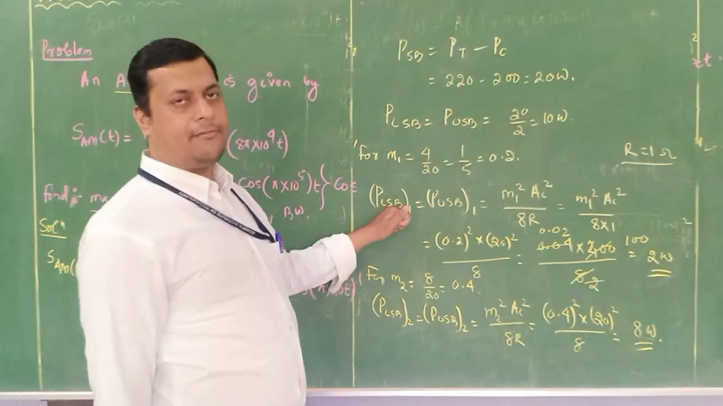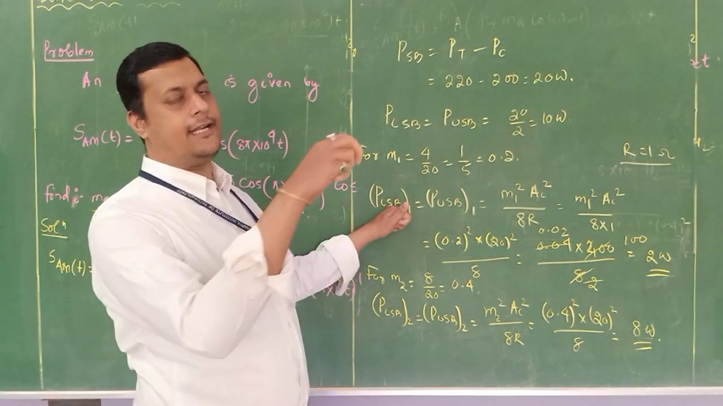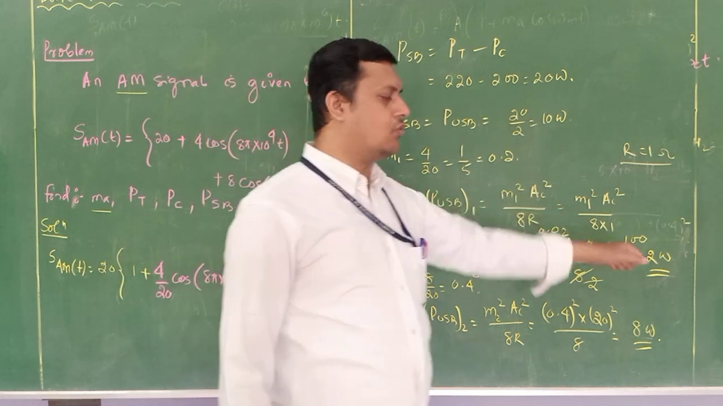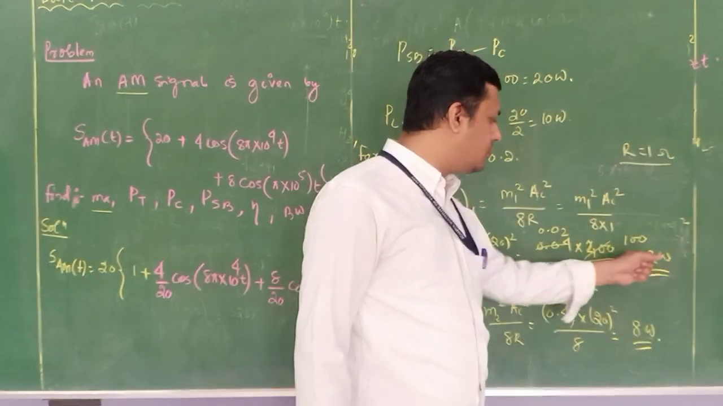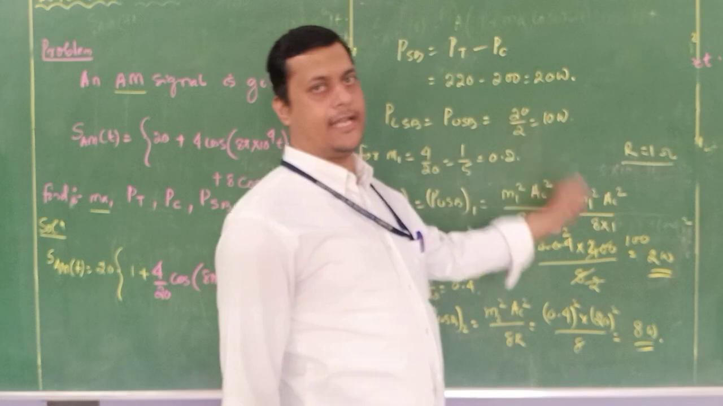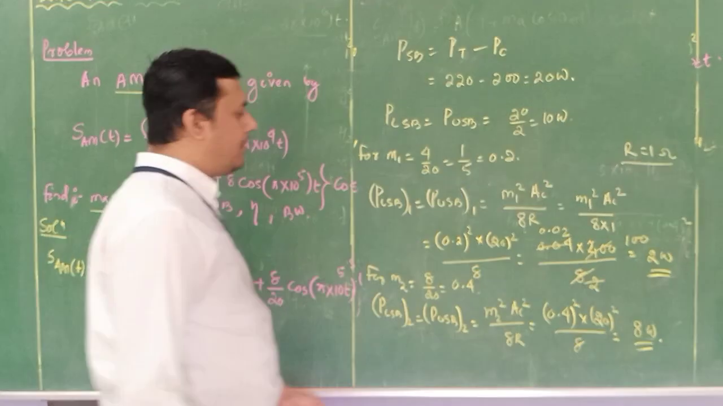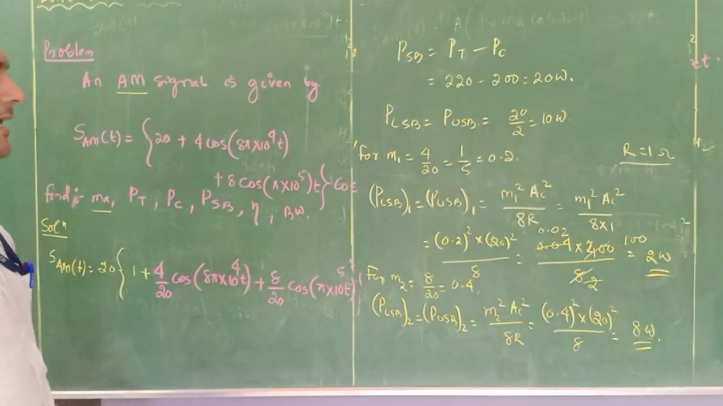The upper sideband and lower sideband for the first modulating signal is 2 watt. Now if you add this 2 watt and 8 watt, you will get 10 watt. So this is the simple relation which needs to be satisfied.